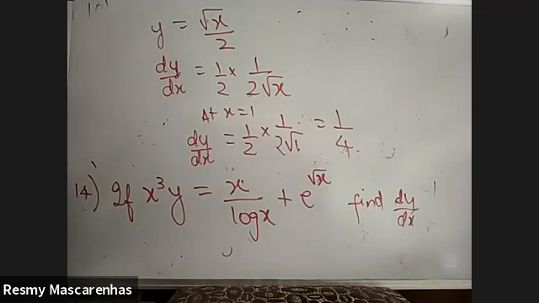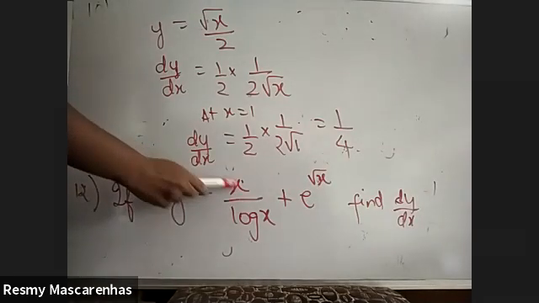Sorry, that will be the 12th question. If x cube y is equal to x upon log x plus e raised to root x, then find dy by dx. So what you do, directly start differentiating. Don't go to take log and all because there's a plus sign. So this will be when you're differentiating u into v. This will be u upon v.